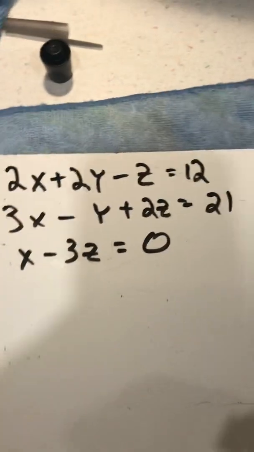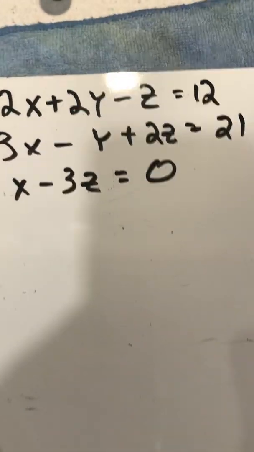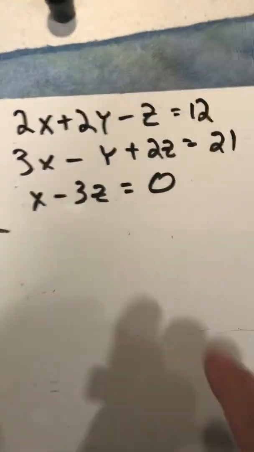Now, usually we only have two equations and two variables. But now we have three equations and three variables. And if we had four equations, we would need four variables, and so on and so on. Now, this is quite simple.